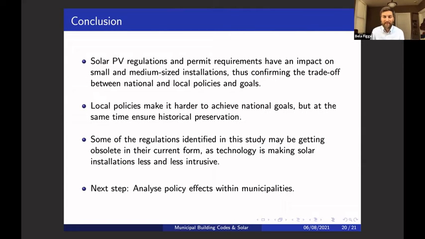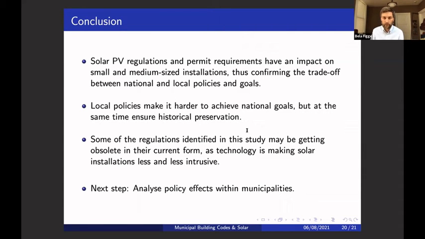So in conclusion, right, we find that solar photovoltaic regulations and these permit requirements have an impact on small and medium-sized installations, which confirms our hypothesized trade-off between national and local policies and goals. And in the case of Germany, we find that local policies make it harder to achieve national goals, but of course, they may be effective in other ways.